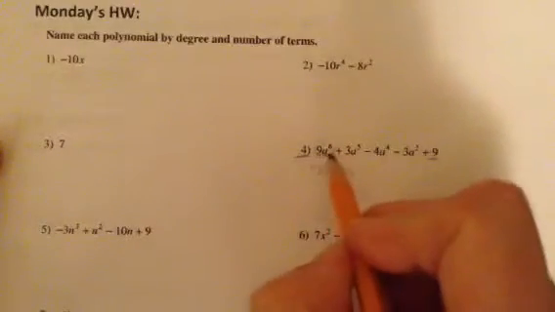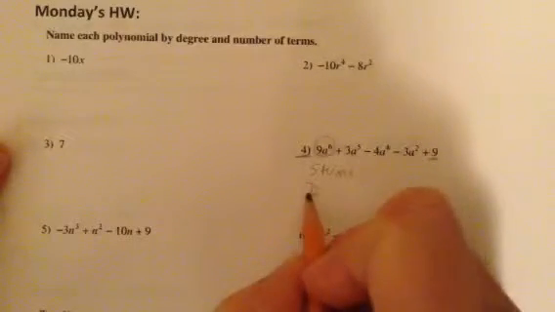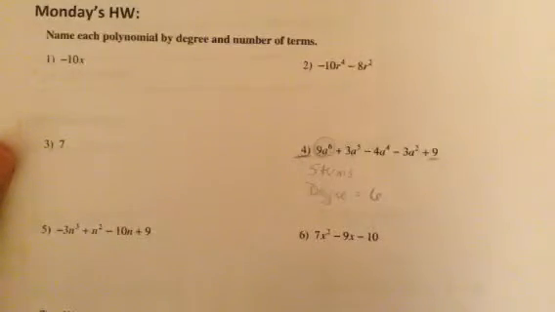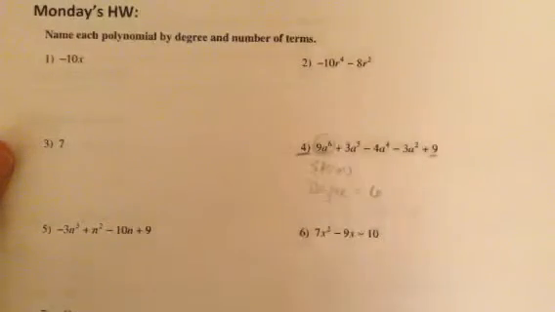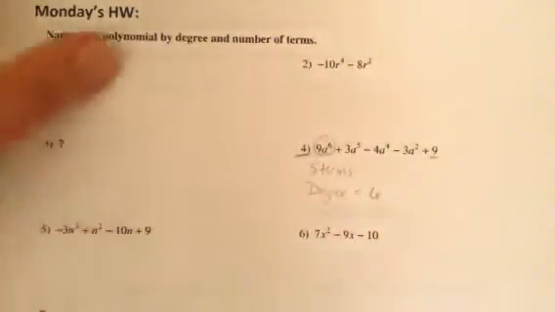So a polynomial is defined by the highest number. That's the answer to the question. So the degree is 6. And there's no special name for a 6-degree polynomial. So it's just degree is 6 with 5 terms. Now we're going to go back down.